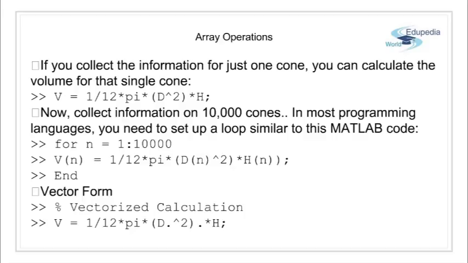You can just write in the formula and use the multiplication operator, that is the dot star and dot to the power, to make MATLAB aware to do operation on each element, and voila, you will have the vector volume with all the calculated volumes. So basically V will become a vector of 10,000 elements that are the volumes of 10,000 cones.